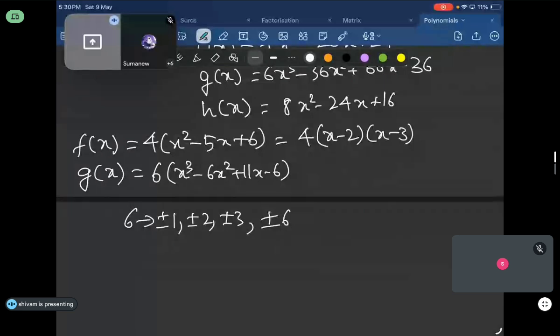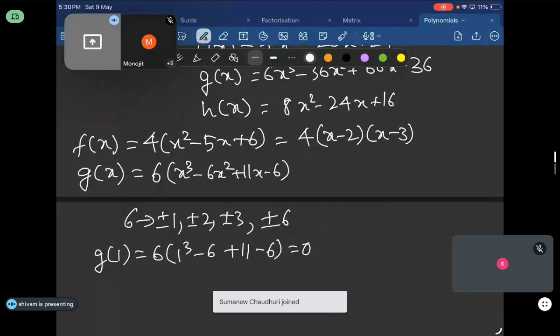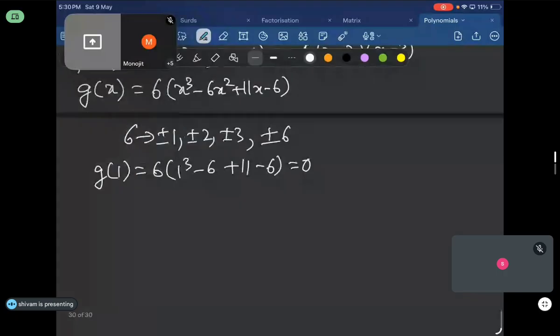Does 1 satisfy? What is g of 1? It is 6 into 1 cube minus 6 into 1 square plus 11 minus 6. It is equal to 0, right everyone? So that means x minus 1 is a factor. This implies x minus 1 is a factor of x cube minus 6x square plus 11x minus 6.